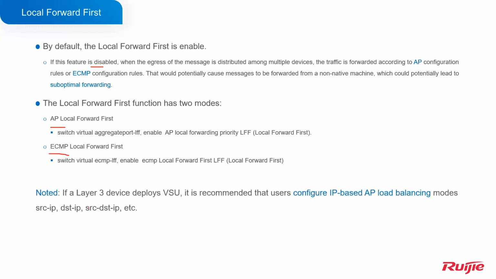And if we use a layer 3 switch to deploy a VSU, we can configure the IP-based AP load balance mode to support forwarding the message out, providing a load balance function based on the source IP, or the destination IP, or the source and destination IP together.